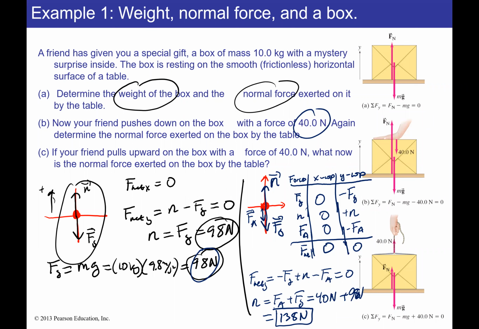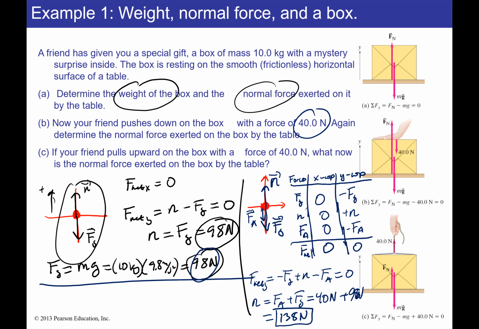Why? Because normal force is what prevents the object from accelerating down, and now there are two forces pushing it down. Normal force has to prevent that. So it actually increases its value to cancel not only the gravitational force, but also the applied force. That's why it increased its value.